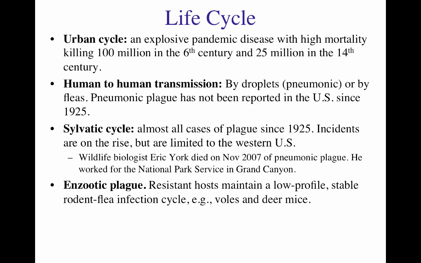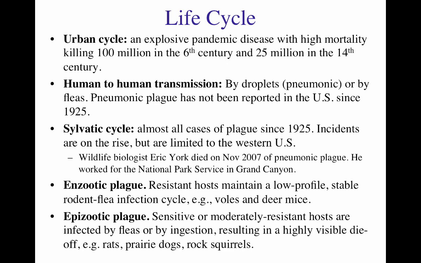of the sylvatic cycle. The other part of the sylvatic cycle is the epizootic plague, and those now are going to be sensitive hosts, basically animals like prairie dogs, ground squirrels, and rats that can fall prey to the disease and are able to pass it to other animals. And that results in a high visibility of disease because a lot of animals begin to die because of the epizootic plague. Now, let's take a look at how all these different cycles are related to one another.